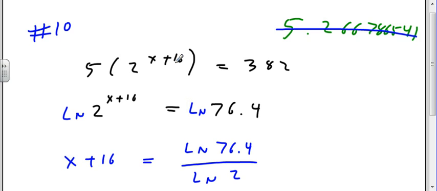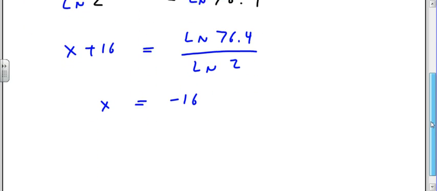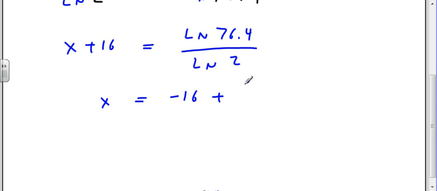Numeric solve. So I've got a 5, I've got a 2 to the x plus 16. And in this case, it's going to be some negative number, isn't it? We'll put in a negative 5, see if that works. And so my answer now is minus 9.733213459 out of my glorious calculator, seeing that I put the right answer in. Okay, so I got minus 16 plus natural log 76.4 divided by natural log 2.